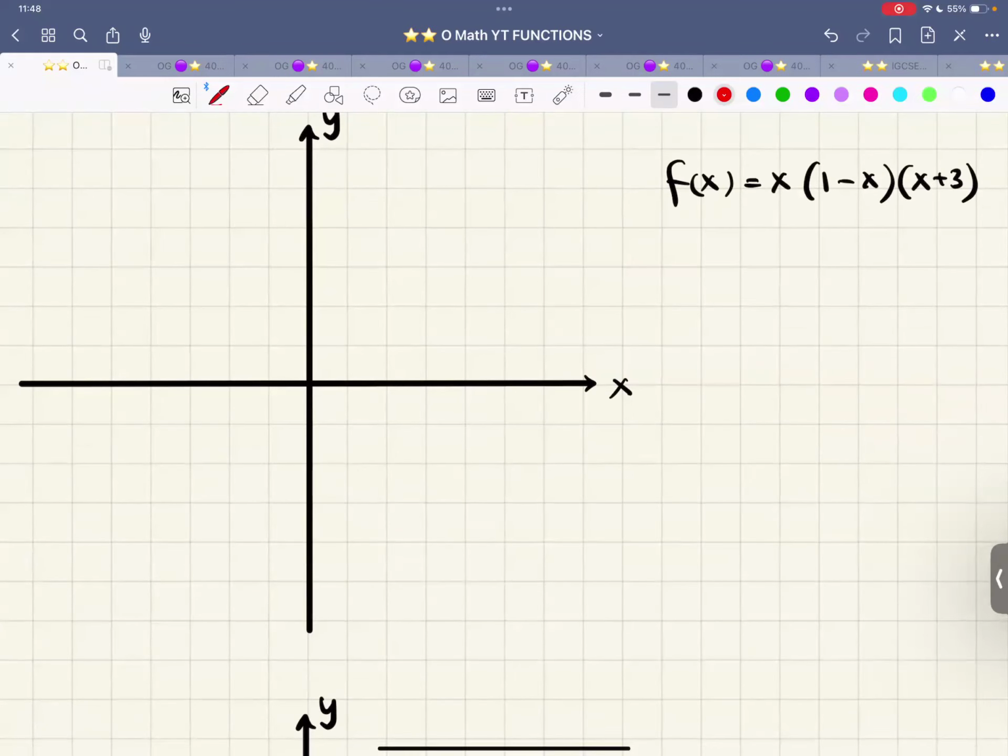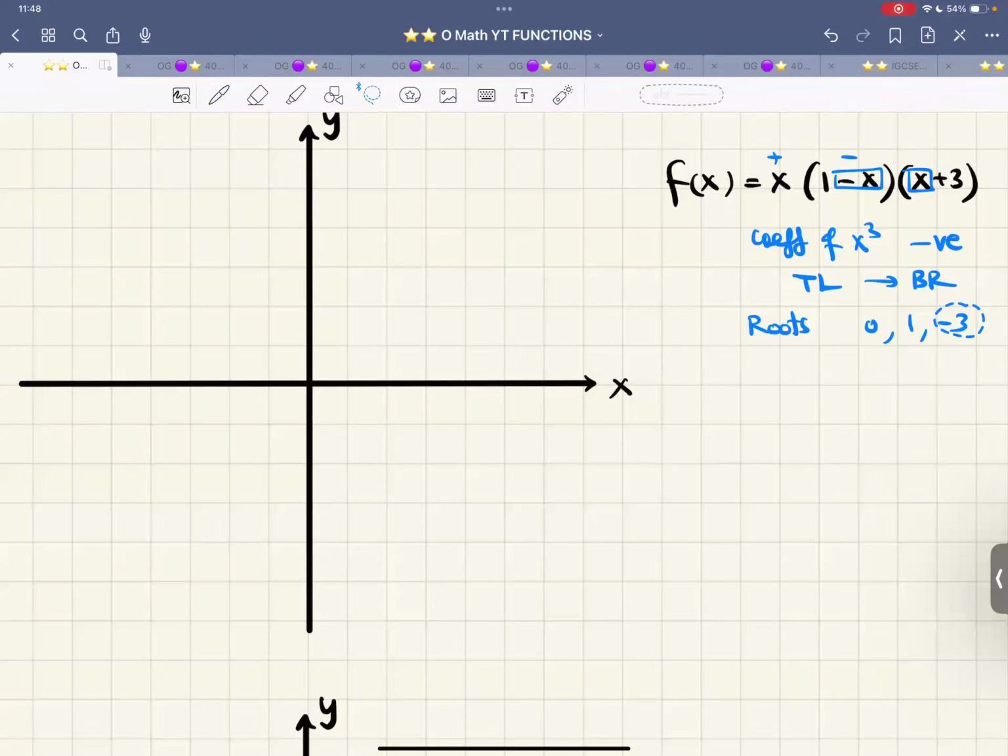Already factorized. Now focus on the coefficient of x cube. This is positive. This is negative. This is positive. Therefore, coefficient of x cube is negative. Therefore, top left till bottom right. And what are the roots? Equate each to 0. Therefore, this is 0. This is 1. This is negative 3. So negative 3, 0, and 1.